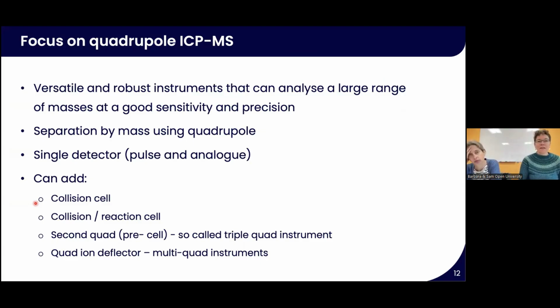And as Sam already said, they do the mass separation using a quadrupole, and we'll get to that in a bit to explain very generally how that works. They typically have a single detector, and we'll get to that as well. And modern instruments have a whole range of add-ons such as collision cells, collision reaction cells, a second quadrupole, or various ion deflectors, and all of them help the mass separation.